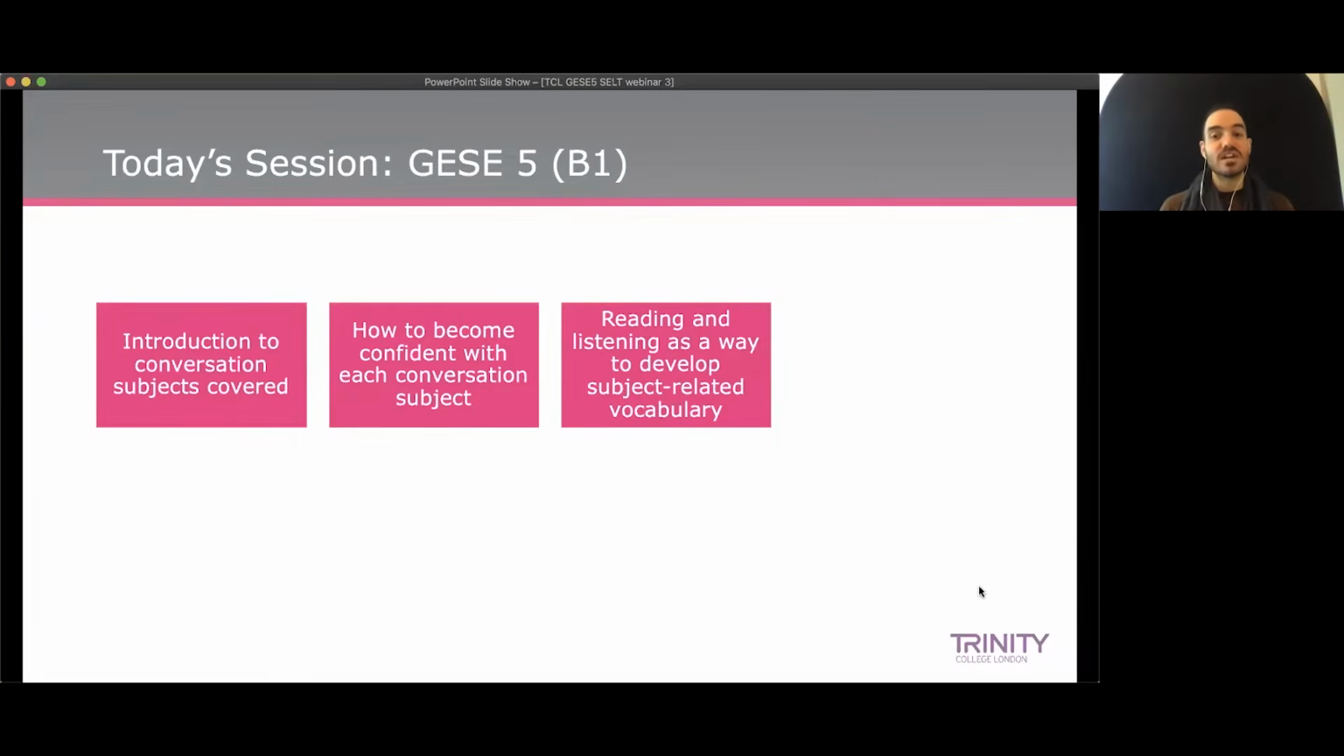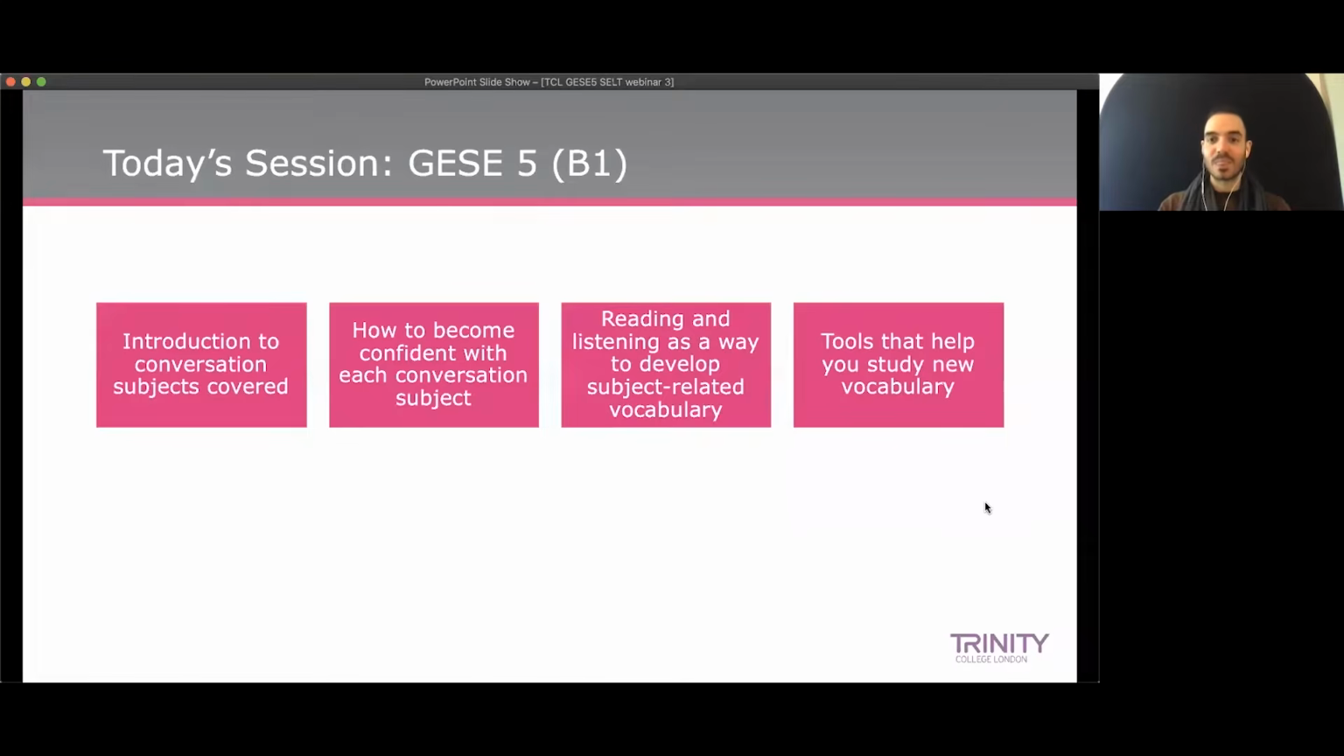We will continue and look at reading and listening as ways to develop subject-related vocabulary. So how we can use reading and listening to make sure that we know a lot of vocabulary appropriate for our level so that we can discuss with the examiner. We will look at some tools that help you study new vocabulary.